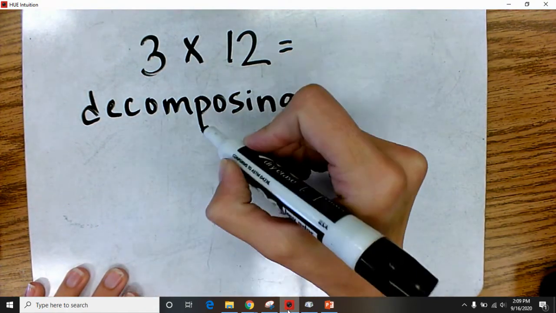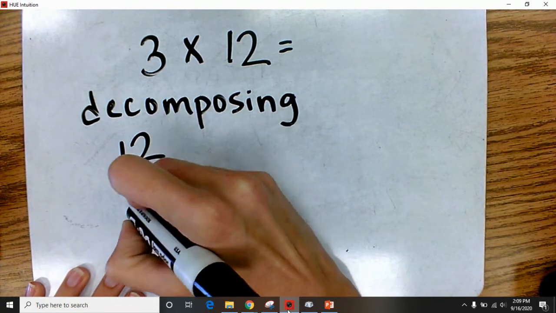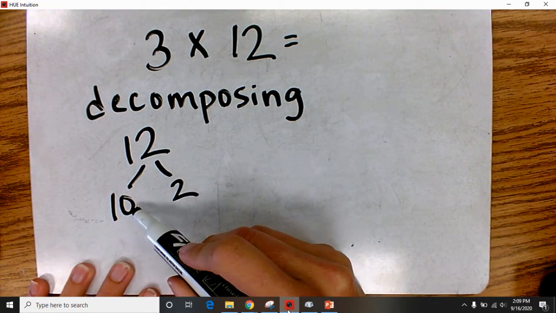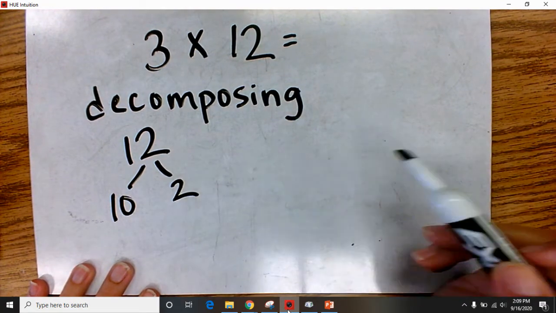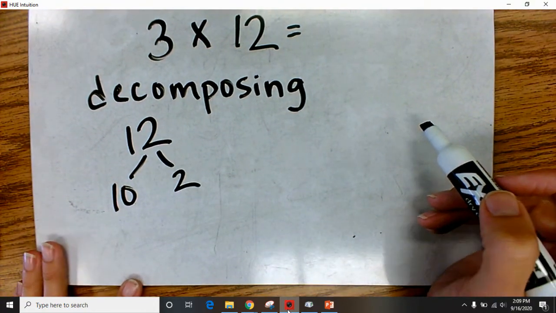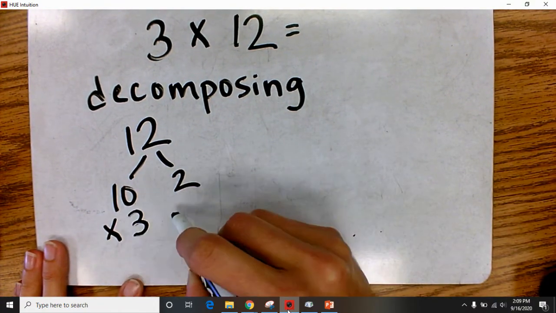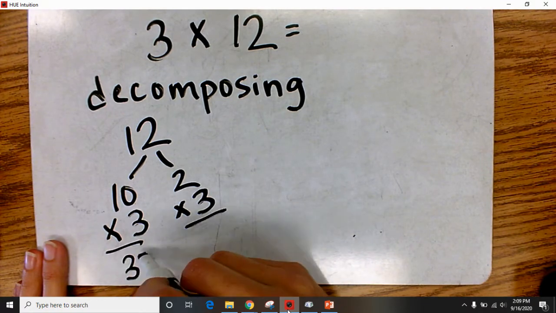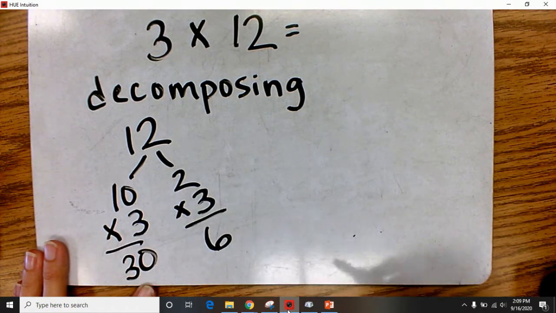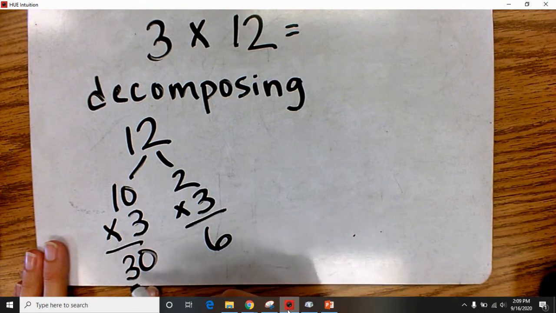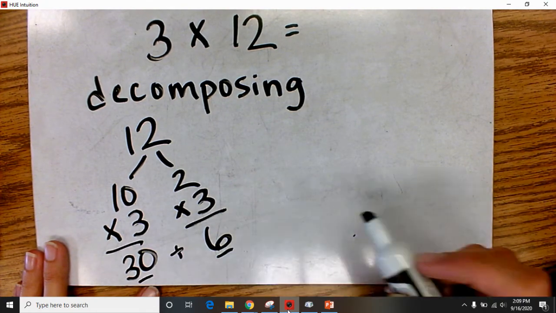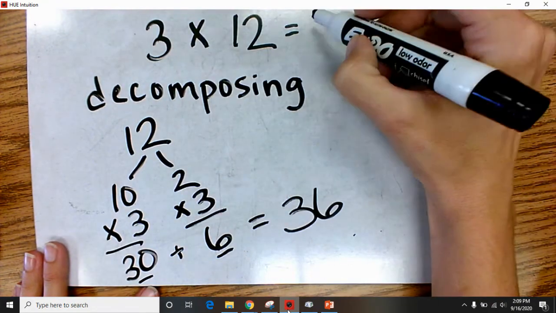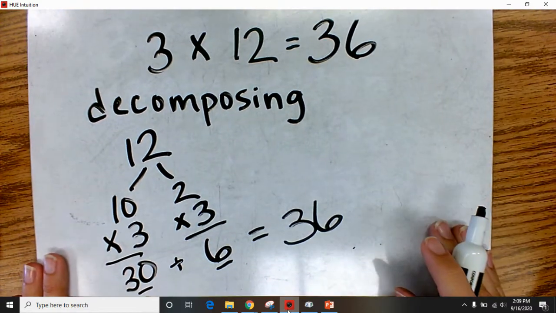I am going to break the 12 apart. I'm going to break the 12 into 10 and 2 because 10 plus 2 is 12. And I know my 10's multiplication facts really well, and I know my 2's really well. So the idea here is that I can multiply each part by 3. 10 times 3 is 30, and 2 times 3 is 6. Those are facts that I already knew. And then I just have to add the 2 parts back together. 30 plus 6 is 36. So 3 times 12 is 36.